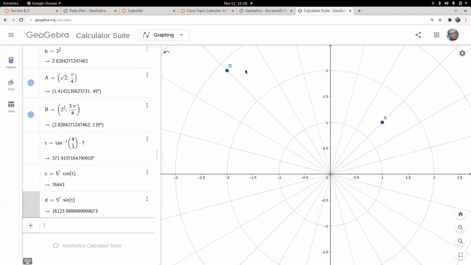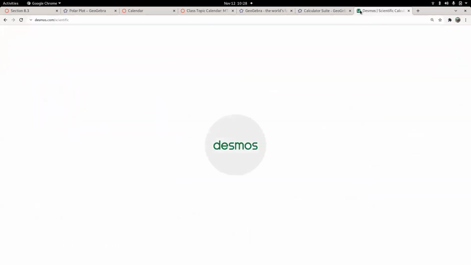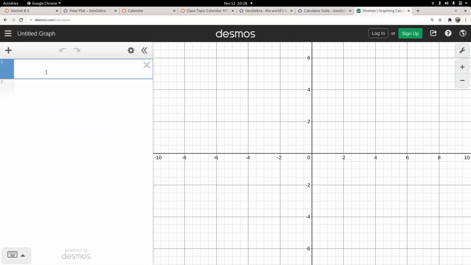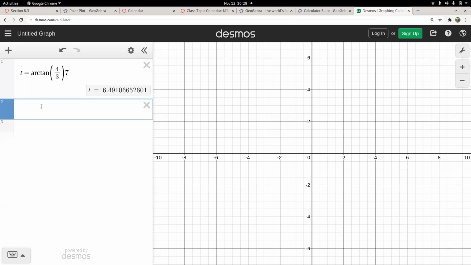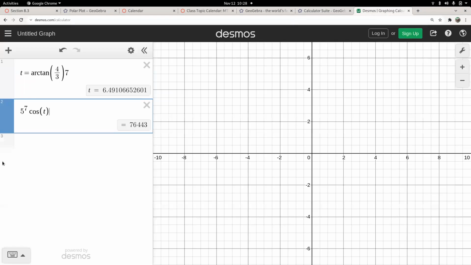I'm going to go check with Desmos to make sure. Because I know Desmos defaults, that's not Desmos. Bring up a new Desmos tab. Desmos defaults to radians. And I want this Desmos. All right, so my angle, I'm going to call it T again, is equal to the arctan of 4/3, and it's using radians, and I want to multiply that angle by 7. And then I want 5 raised to the 7th times the cosine of that angle. And that gives me 76,443. What did GeoGebra say? 76,443. Okay, so they're both behaving well. Yeah, so I'm confident in those two answers.